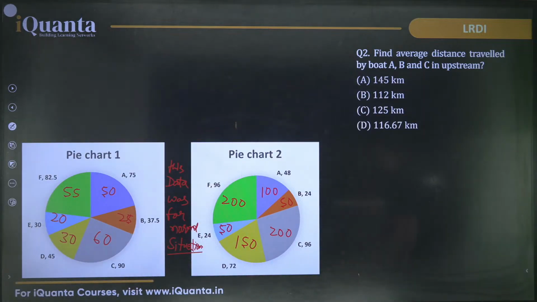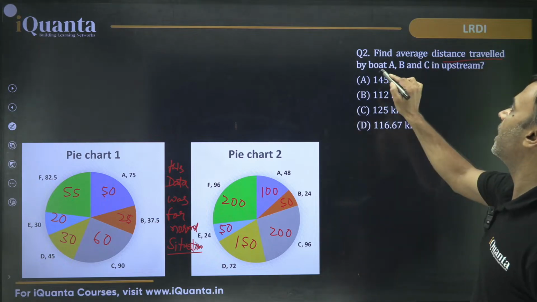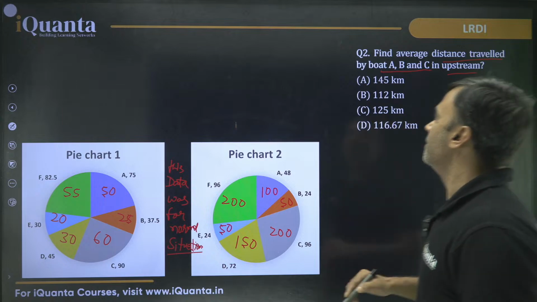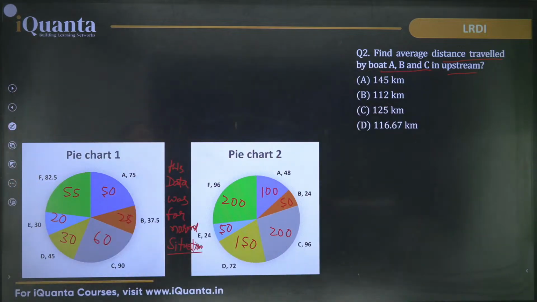Yes, perfect. This is an easier one. This must have less calculation as compared to the previous one, isn't it? It says find the average distance traveled by boat A, B, C in upstream, right? So first, let's find the distances traveled in upstream.